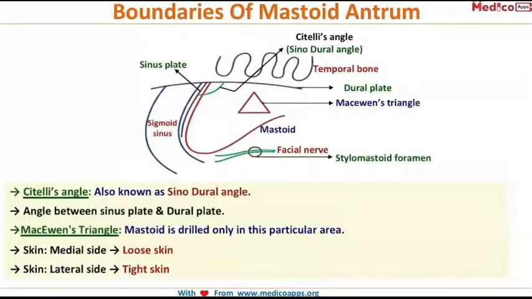Now, what is Citelli's triangle? It is also known as the Sino Dural angle. You can see here the Sino Dural angle. It is the angle between the sinus plate and the dural plate. Okay, that is easily seen from the diagram. It is the angle between the sinus plate and the dural plate. This is known as the Sino Dural angle.